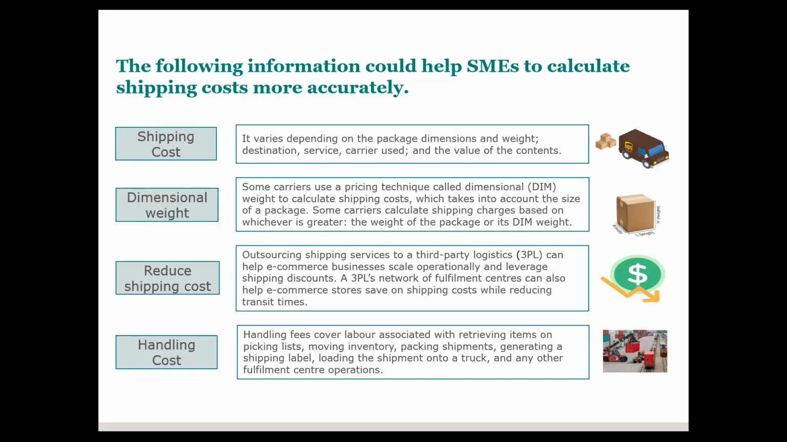Dimensional weight. All major shipping carriers use a pricing technique called dimensional weight, or DIM, to calculate shipping costs. Dimensional weight takes into account the size of a package to determine the shipping cost. Shipping carriers like UPS, FedEx, USPS, or other postal services calculate shipping charges based on whichever is greater, the weight of the package or its dimensional weight. Whichever is higher becomes the billable weight for which your business will be charged.